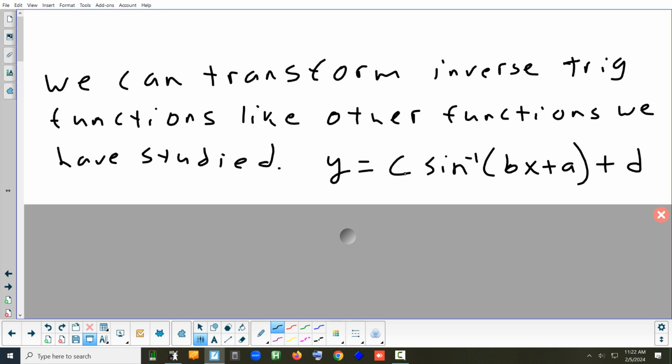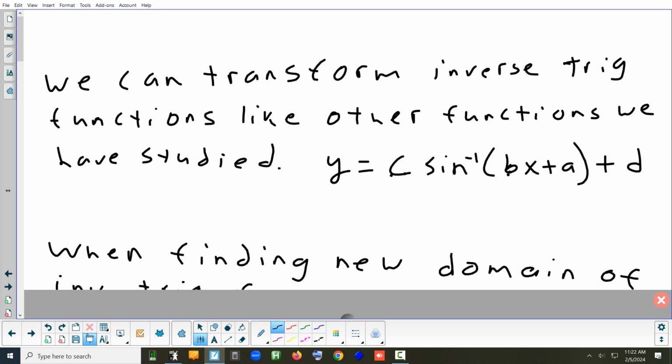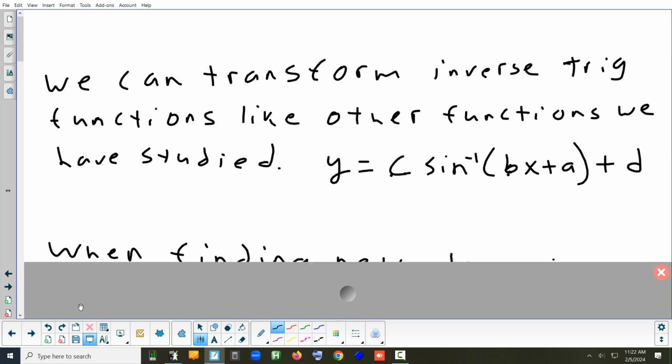So C would be a vertical reflection, which would mean it would flip up to down. So that's over the x-axis. B is a horizontal reflection, which means it would flip left to right. That's over the y-axis. Okay, so any questions on what the transformations do?